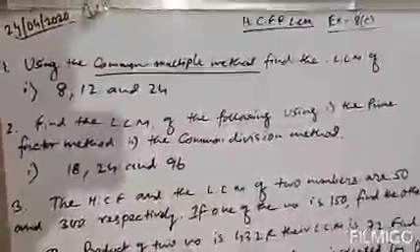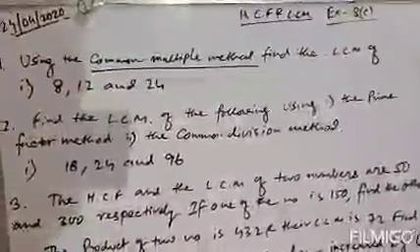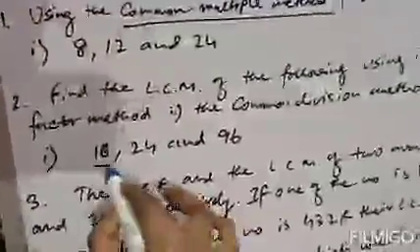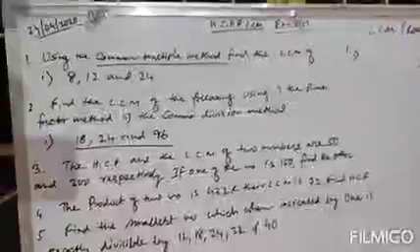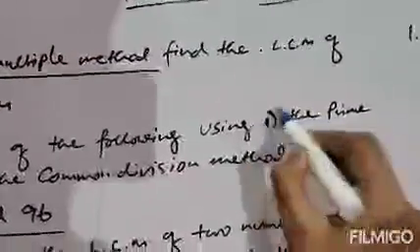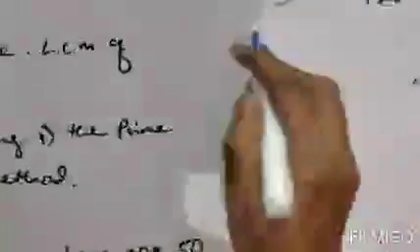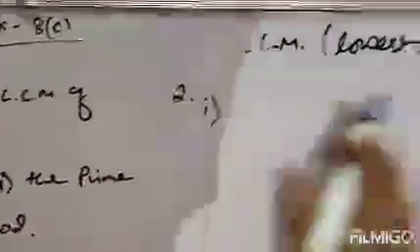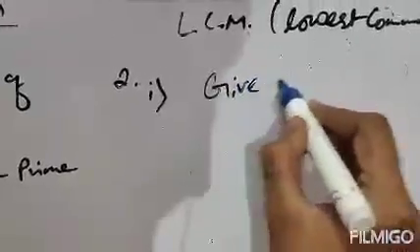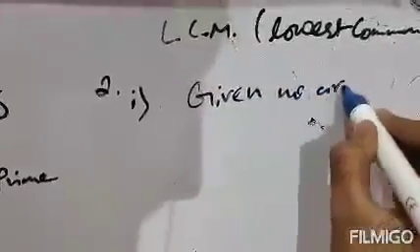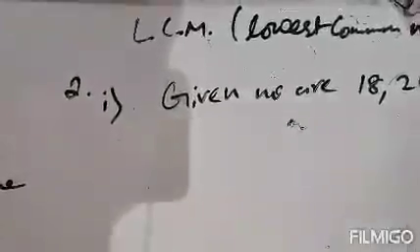Question number 2, find the LCM of the following using the prime factor method and the common division method. That means we have to find out the LCM of these three numbers using first the prime factor method and then the common division method. So the first method is prime factor method. The numbers are 18, 24 and 96. So write down, given numbers are 18, 24 and 96.